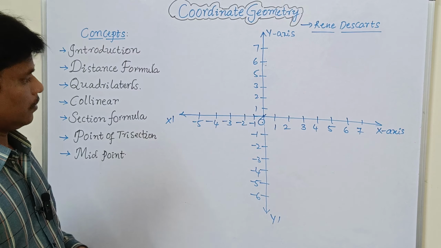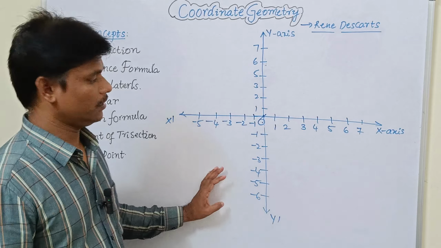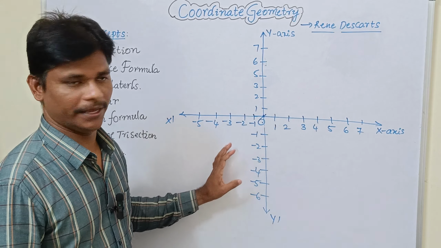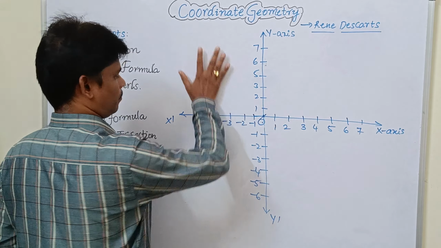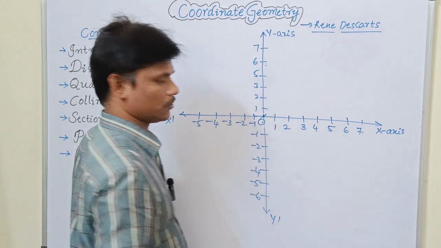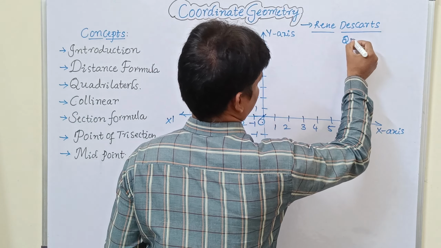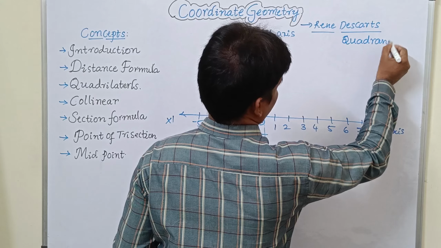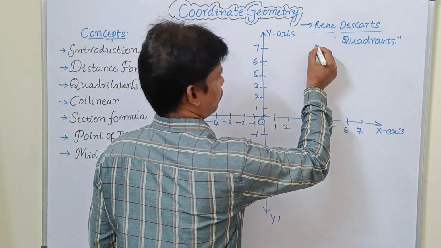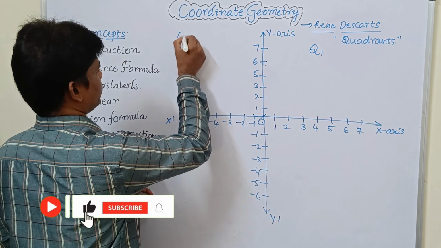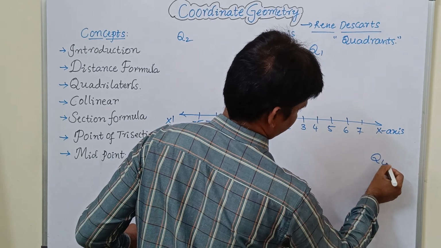So Rene Descartes implemented this Cartesian plane. This Cartesian plane, or XY plane, is divided into 4 parts: first part, second part, third part, and fourth part. These 4 parts are called quadrants. This is the first quadrant Q1. This is the second quadrant. This is the third quadrant. This is the fourth quadrant.